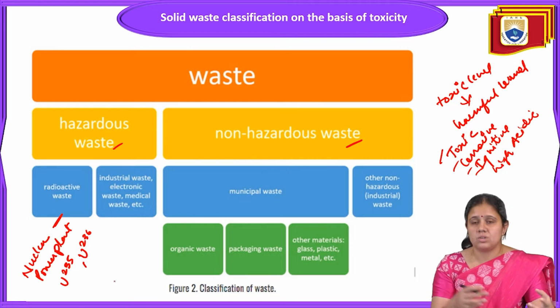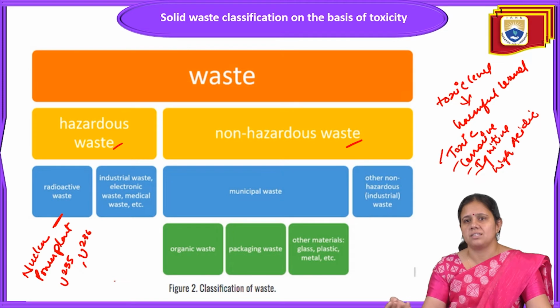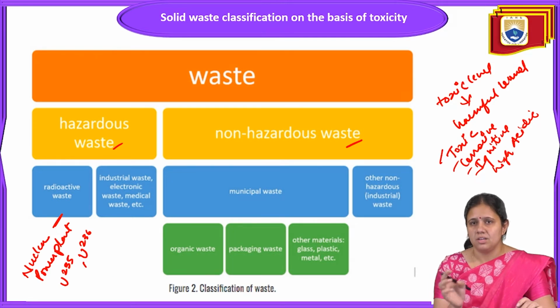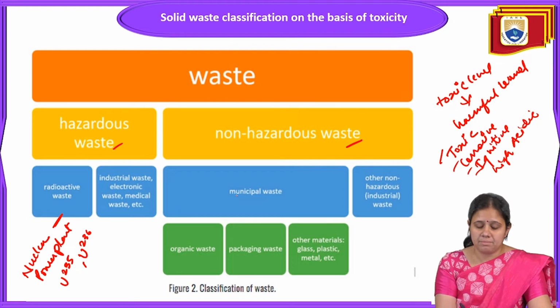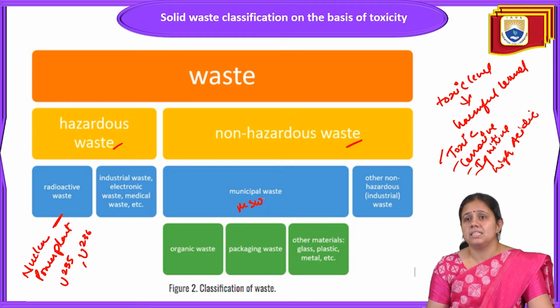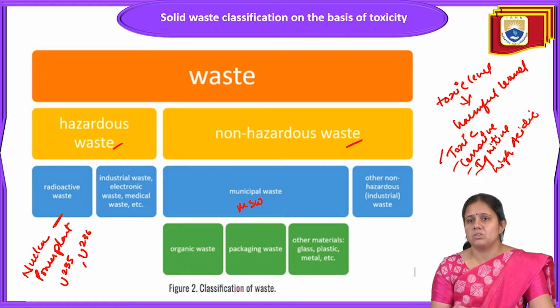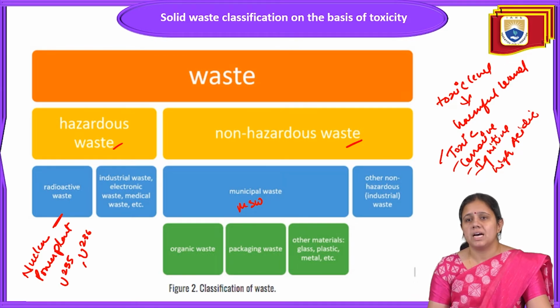Now comes the next side, that is non-hazardous. In non-hazardous, two categories are there. First is MSW, municipal solid waste, and the other non-hazardous is industrial waste. So MSW is municipal solid waste and non-hazardous waste. In MSW, three wastes are there. First is organic waste, then packaging waste. Packaging is basically paper waste, and the other materials are glass, plastic and metals.